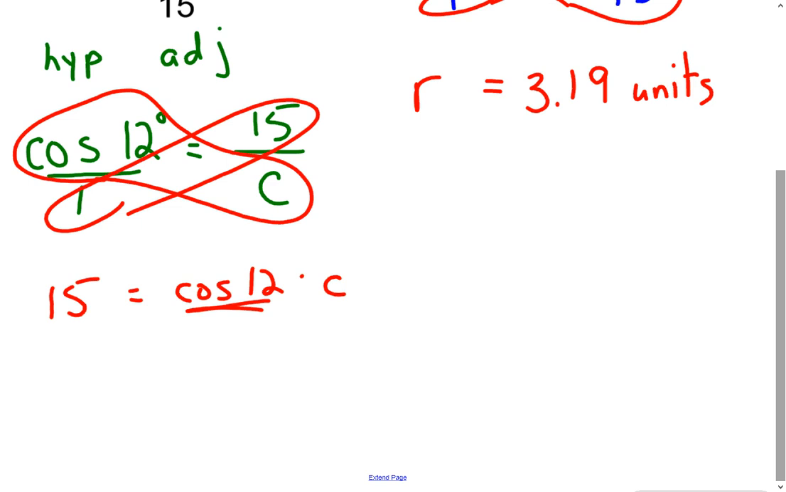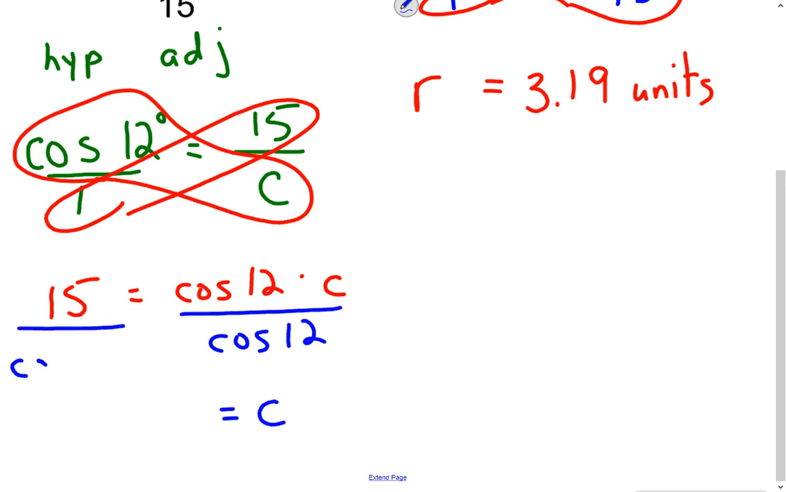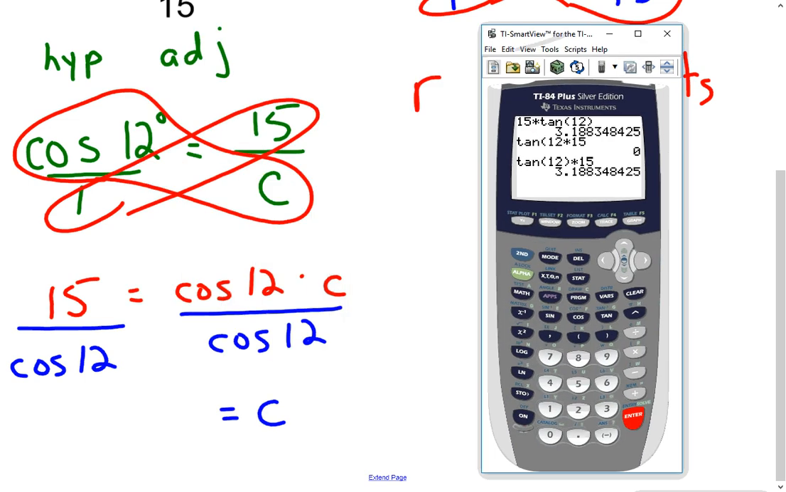I'd divide both sides by 3. But since it's the cosine of 12, I'm not going to divide both sides by 3. I'm going to divide both sides by the cosine of 12. Because now, those cosines of 12 divide out. All I'm left with is c on the right side. Well, I have to do the same thing over here, cosine of 12. And then I just go and grab my calculator, and I type it in.